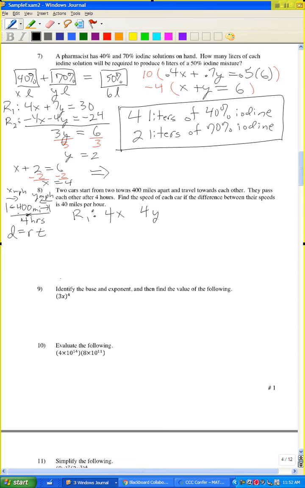Since they pass each other somewhere, the total distance that they've traveled is this amount plus that amount, which is the total distance between these starting points, which is 400 miles. So the sum is 400. And it says that the difference of their speeds is 40 miles per hour.